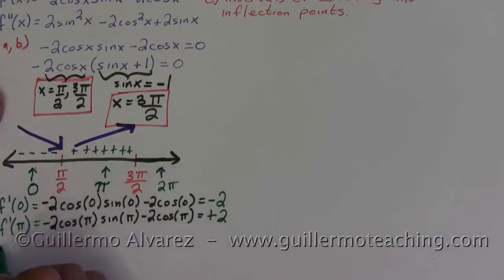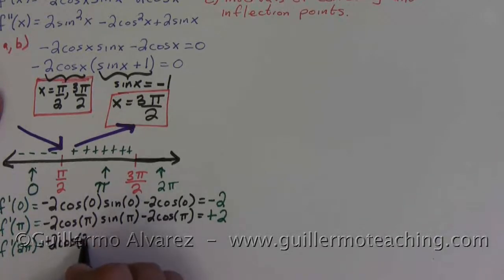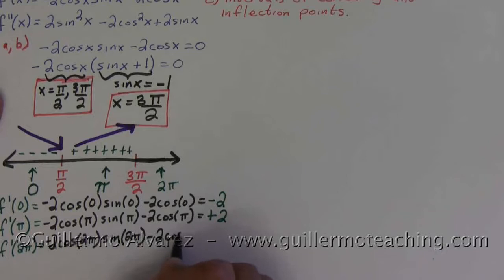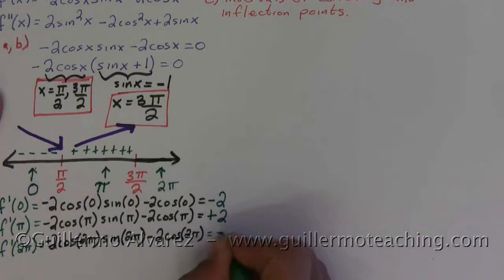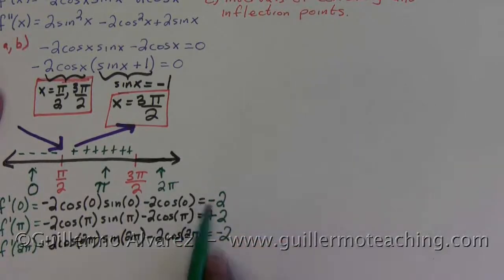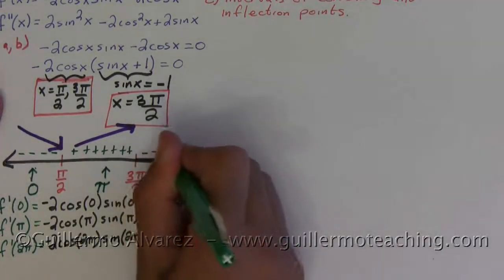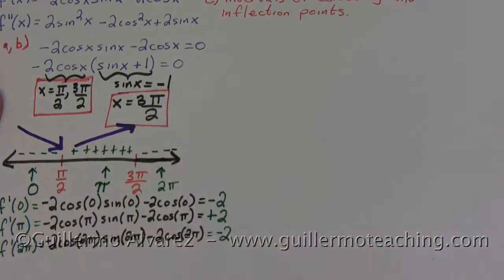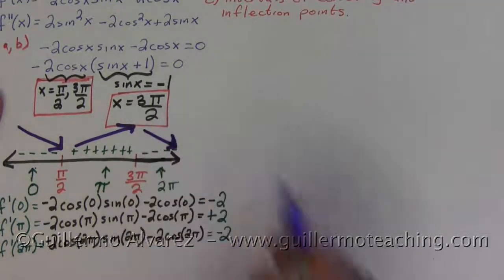And last but certainly not least, we're going to plug in 2 pi and see what we get. So we have negative 2 cosine of 2 pi sine of 2 pi minus 2 cosine of 2 pi. And notice, 2 pi is basically 0, so this is going to be exactly the same value as this one, and that tells me that my function is now decreasing again.